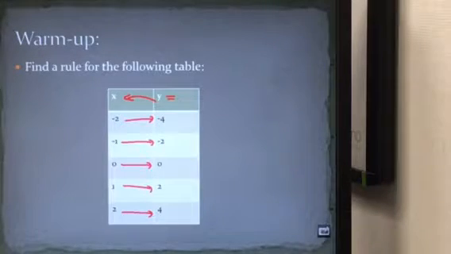Based on the pattern, for -2 to go into -4, it actually gets multiplied by 2. Same thing for -1. 0, 1 times 2 is 2, and 2 times 2 is 4. So now we can say that the rule is y must equal 2x.